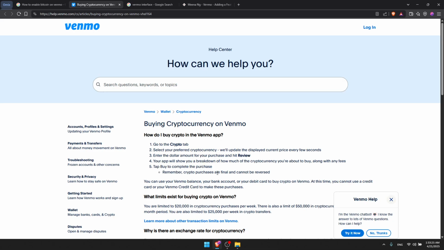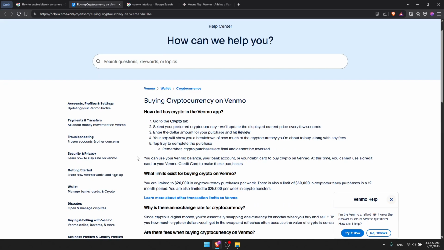Remember, crypto purchases are final and cannot be reversed. You'll have your Bitcoin and you cannot reverse it. You can use your Venmo balance, your bank accounts, or your debit card to buy crypto on Venmo. And at this time, you cannot use a credit card or your Venmo credit card to make these purchases.